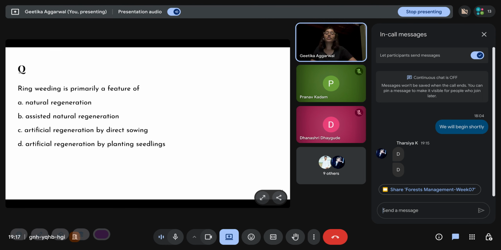Okay, so the answer is actually not artificial regeneration, it's assisted natural regeneration. So, naturally, when particular saplings are growing up, you basically mark off the areas in which they're growing up, you create a ring around them, and then you clear the weeds that can compete with your growing sapling in the area.